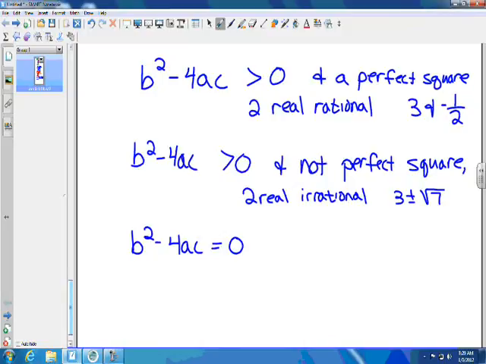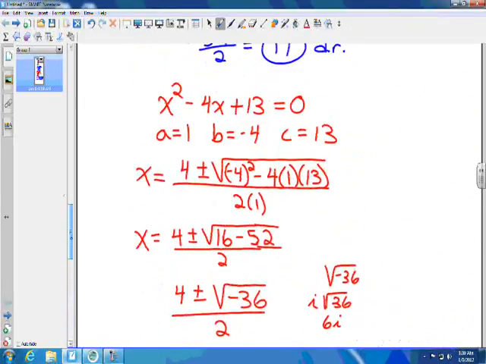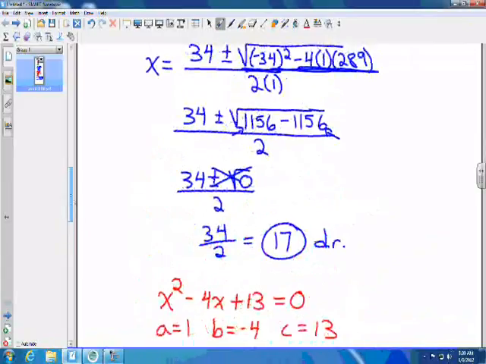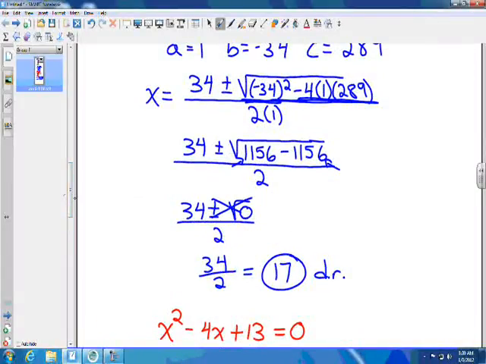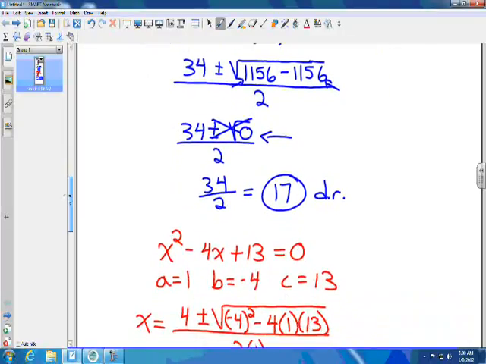B squared minus 4ac, the discriminant, equals 0. You get one real rational answer, and what do we call that? If we just have one number, that's the double root. Now let's look up here to when that happened in our homework example. We got 0 under the radical, so our discriminant right here is 0, and what did we get for our answer? The double root.